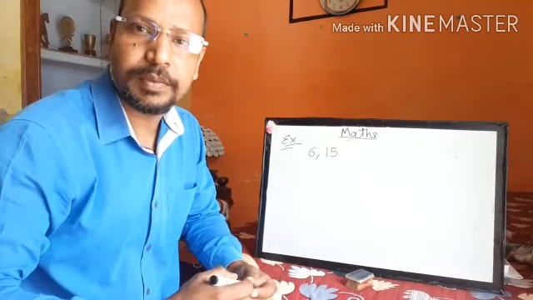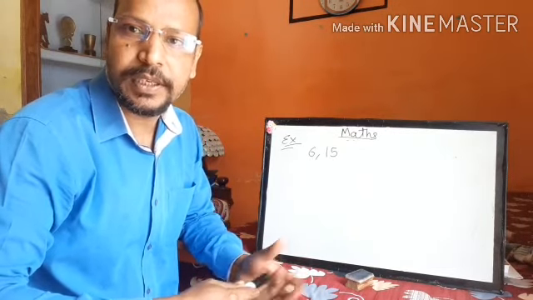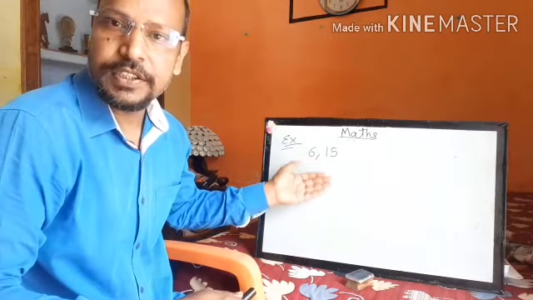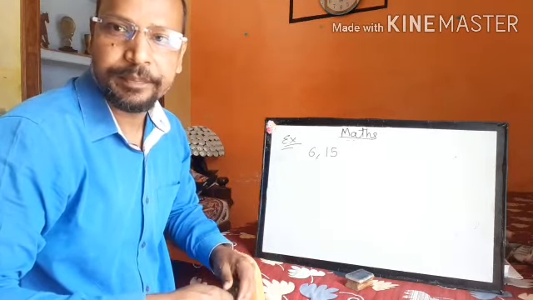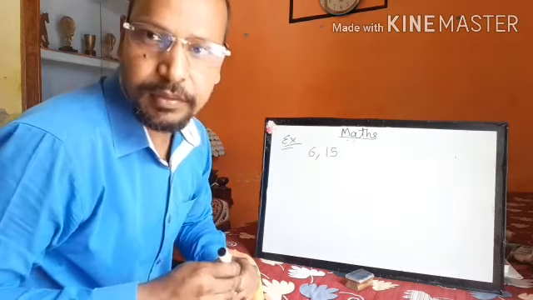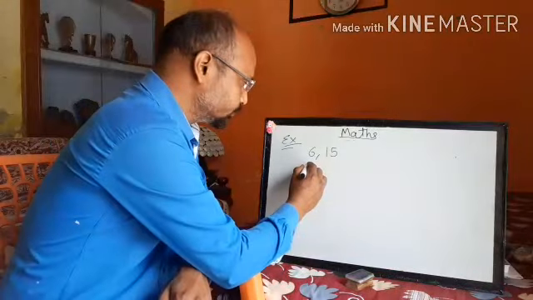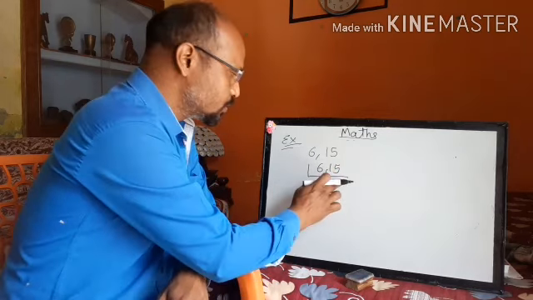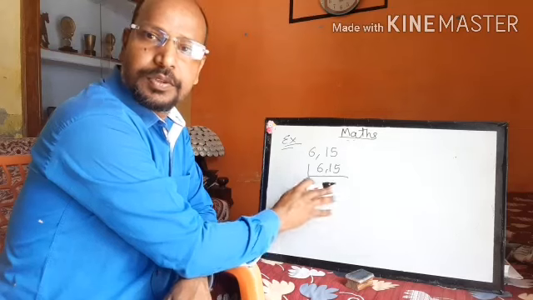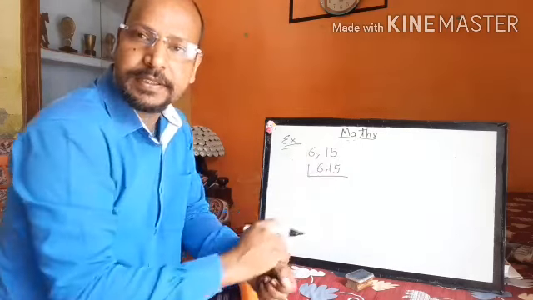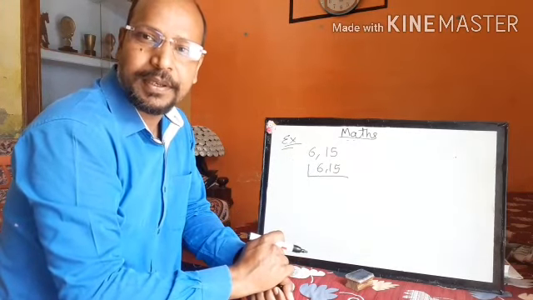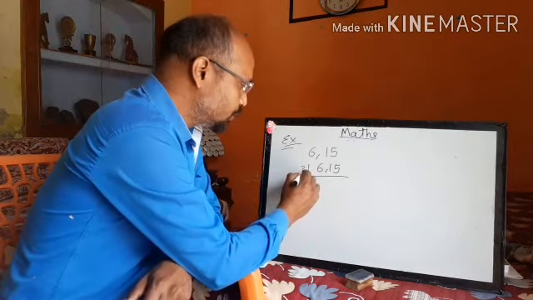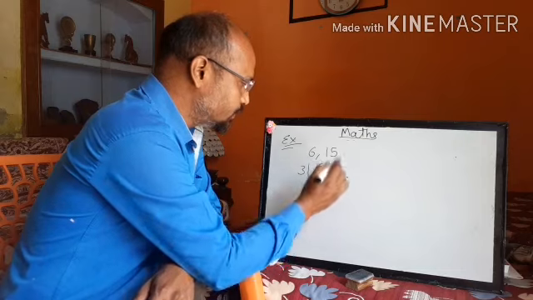I'm taking two numbers, 6 and 15. Let's find the HCF and LCM of these two numbers by a single method. Let's start the long division of both numbers. Both are not divisible by 2, so skip the 2. Now take the next prime number, that is 3. Yes, both are divisible by 3. So 3 2s are 6 and 3 5s are 15.